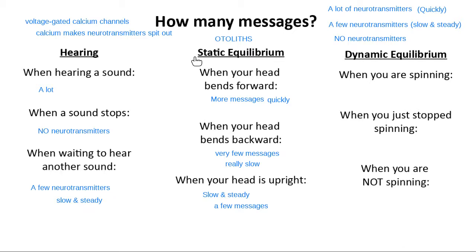This is how you fall asleep in class. If your head goes backwards in class, you're totally passed out, right? The people in class who fall asleep with their head backwards are the ones who are really passed out. So very few messages are going to the brain at all because they're totally passed out.